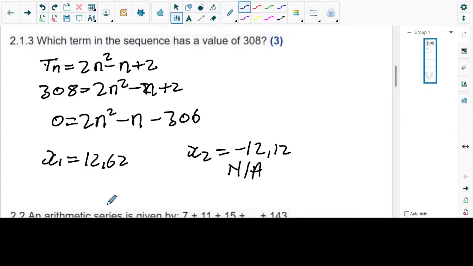So we'll tell them the term number 12.62 is the one which is going to be equal to 308, which is not part of the pattern. So it was in a question per se. T of 12.62 is equal to 308. Okay, so now we can put everything into the marker.